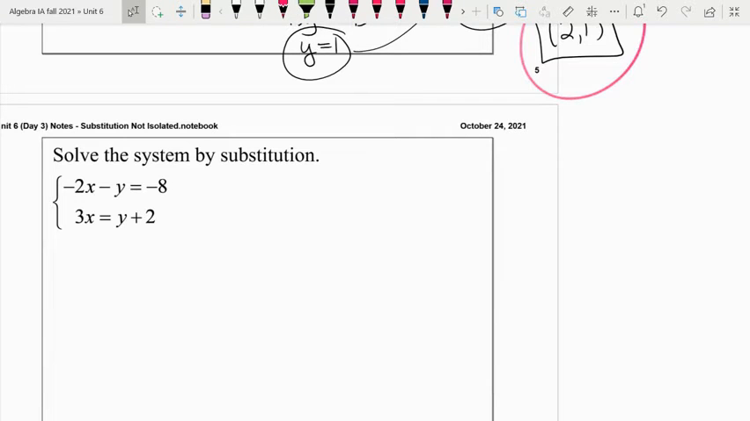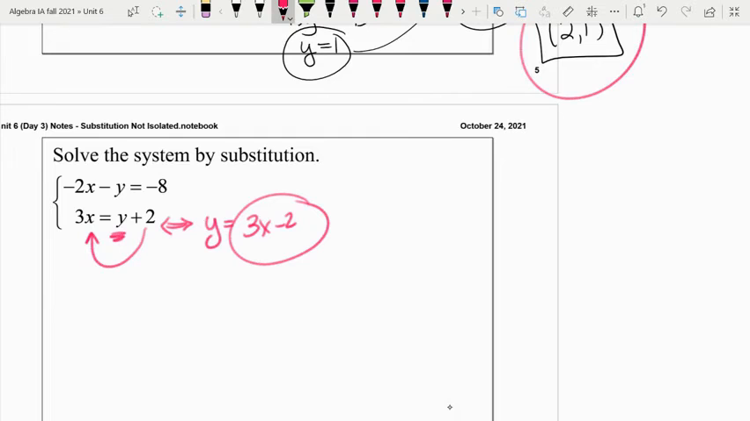This one, solve the system by substitution. I'm looking at this, and I see that y has a coefficient of 1, so that will be the easiest to deal with. So I'm going to move this 2 over here. So I can say then that y equals 3x minus 2, because I'm going to subtract the 2 on the left side. Circle this, substitute in for that y.